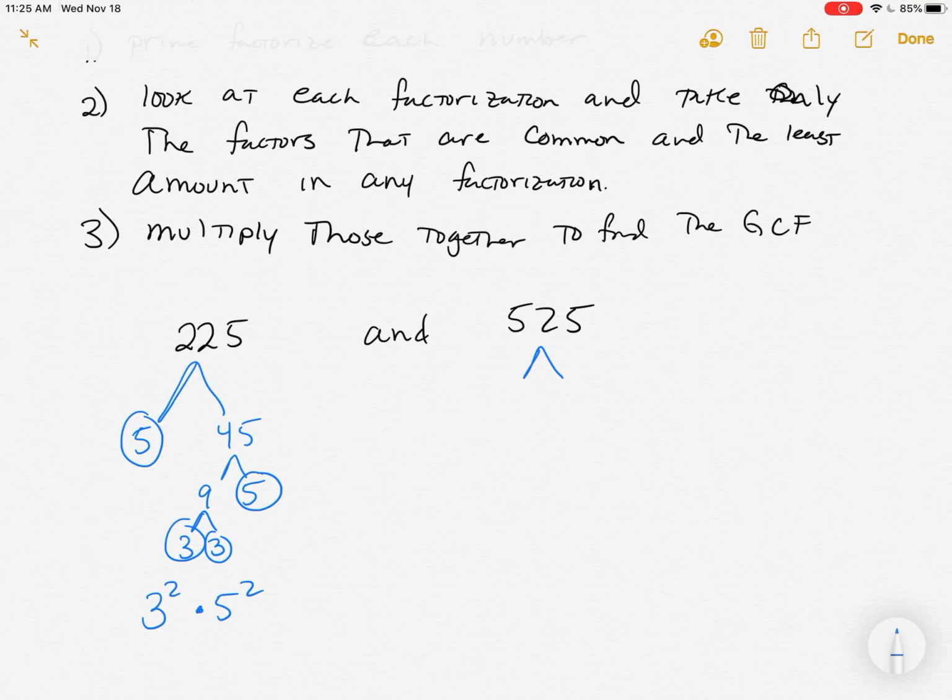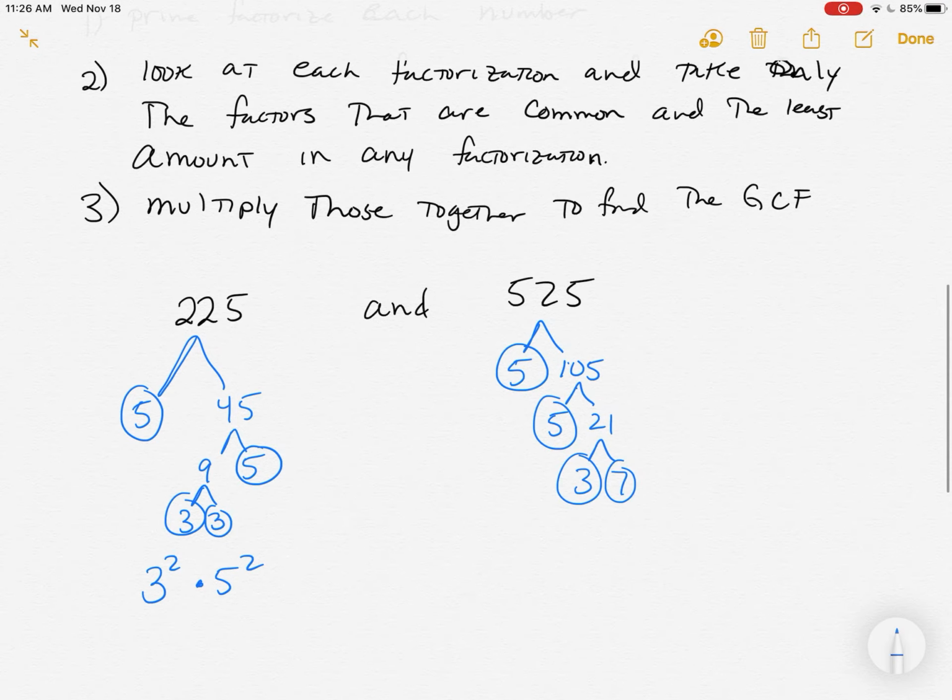525 has us look at a 5. It goes into there, and it goes in 105 times. 5 goes into 105 21 times, and 3 times 7 is 21. And so what do we have? I'll list them in numerical order: 3, 7, and a couple of 5's. So what the greatest common factor is looking for is a factor of both of the numbers. Remember, a factor has to be less than 225 and less than 525 because it goes into it.